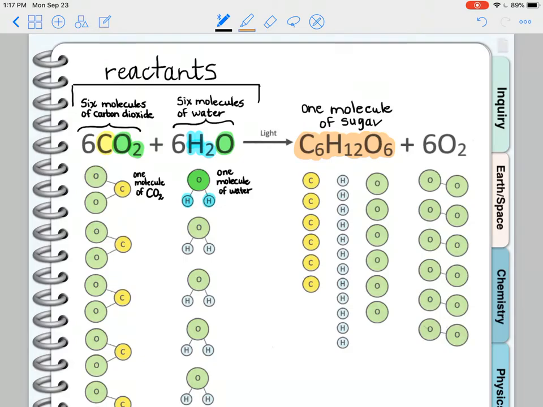And over here, tell you what, let me move this up just a hair, because I want you to be sure that you know that all of this is one molecule of sugar. So to make sugar, you need carbon, hydrogen, and oxygen.